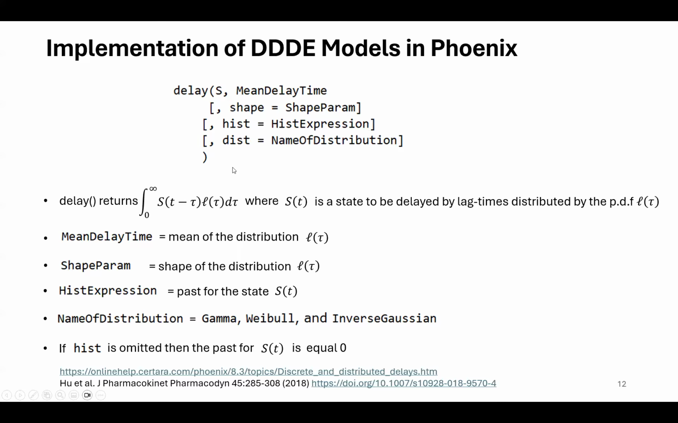And then the output of this delay function is presented here. It's not the exact convolution integral that I showed you in the beginning. This integral goes from 0 to infinity, whereas I showed you the integral that goes from 0 to t. But when the history is set to 0, so the value of the state, when tau is greater than t, becomes 0, that integral actually reduces to the convolution integral that I showed you.